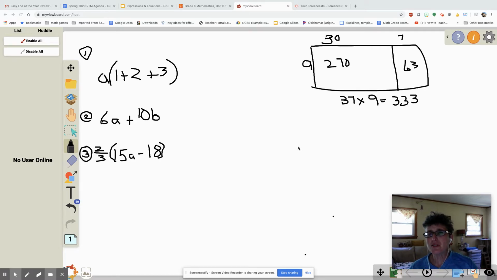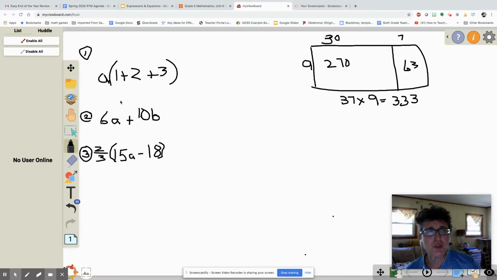We're used to thinking about the distributive property in terms of multiplication and division, and we've used arrays to show that, particularly with multiplication. And we have here 9 times 37. And I've gone ahead and broken it up because I can do that with my distributive property. I can break up the 37 into 30 plus 7. 9 times 30 is 270. 9 times 7 is 63. I add it all together, I get 333.